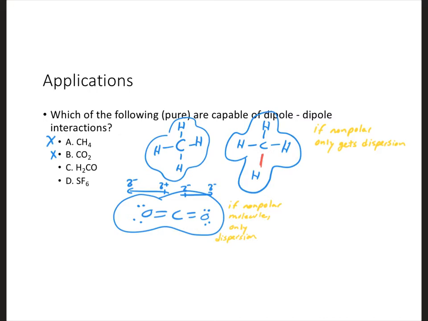Skipping down to D, we're going to put the sulfur in the middle. We are going to have an F on the top and bottom. We are going to have a flat plane of fluorines. So a flat surface with 1 fluorine pointed up and 1 fluorine pointed down. Is a sulfur-fluorine bond polar?